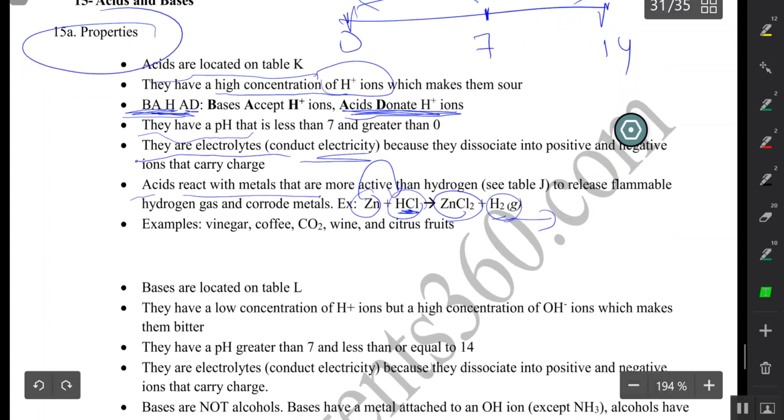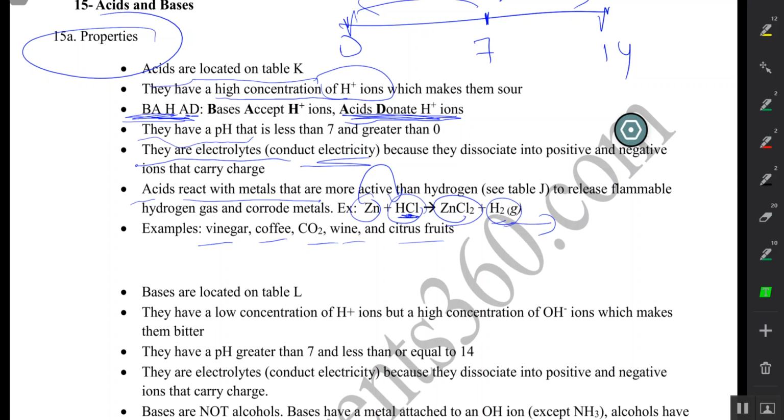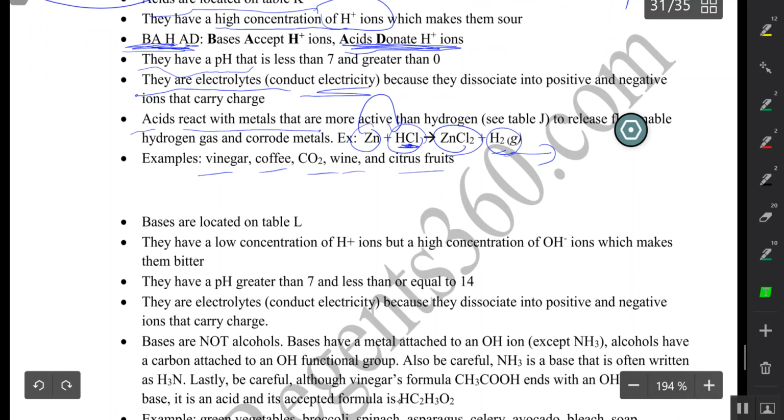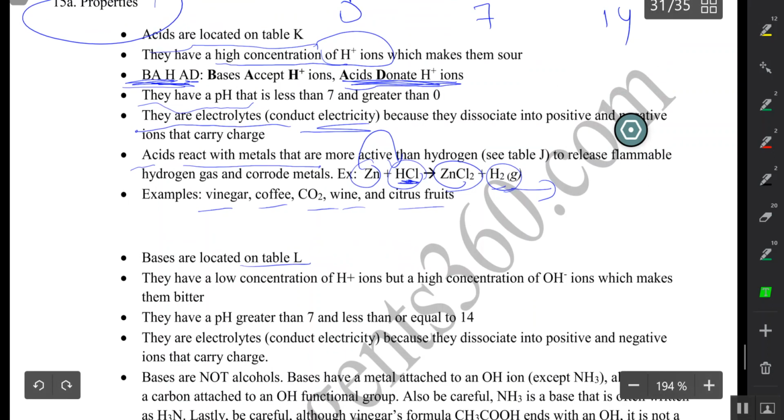Here are some common examples of acids: vinegar, coffee, carbon dioxide, wine, citrus fruits. Acids tend to be very sour. Bases are all on Table L. Obviously, they have a lot of OHs, so they're going to donate the OHs and accept the H's from the acids.